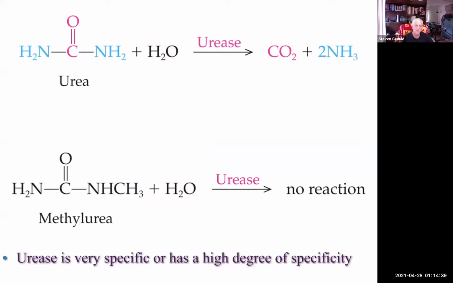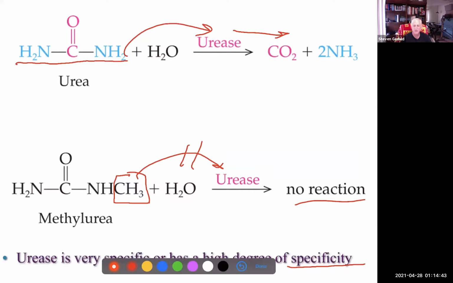So urease is very specific, or has a high degree of specificity. Urease bonds to a very specific shape, and if it's off in that shape, it's not going to bind. That's specificity, how it's going to bind.